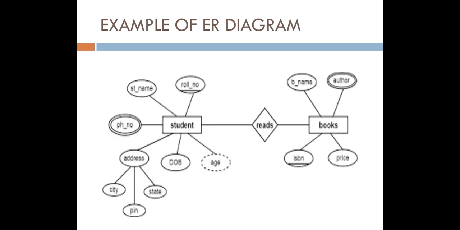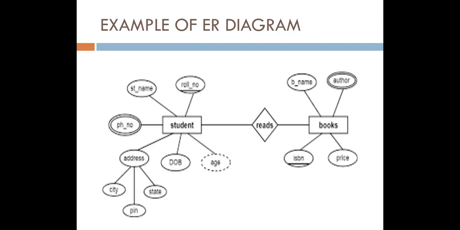Here is the second example. In this example, we have taken two entities, student and books, and they are connected with each other by the relation reads. So student reads book. So this is the relation. In the student entity, we have taken the different attributes like roll number, name, phone number, address, date of birth, age. Roll number is taken as key attribute, so it is represented by oval shape with underline.